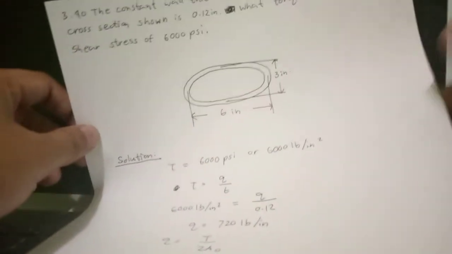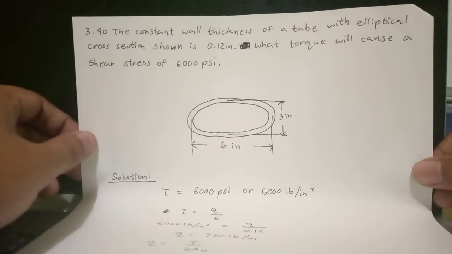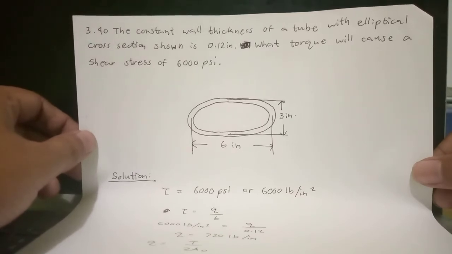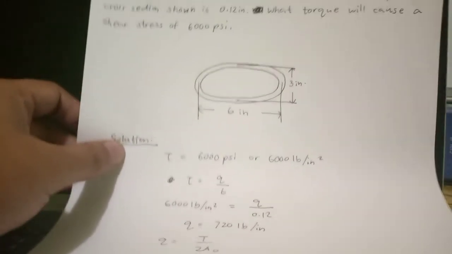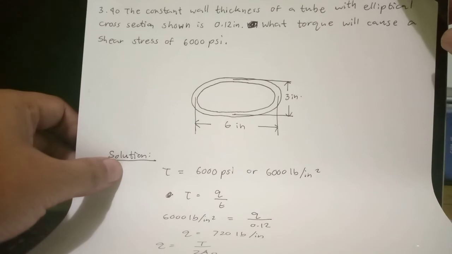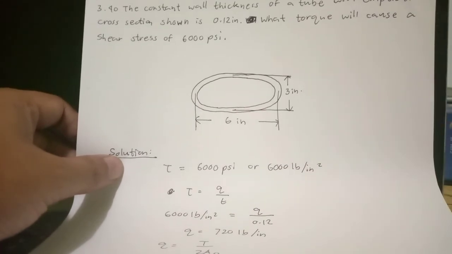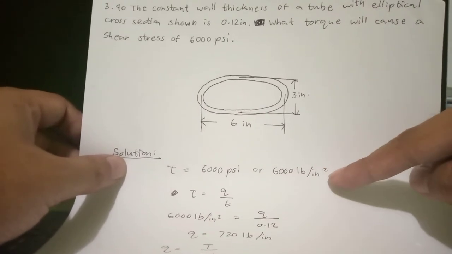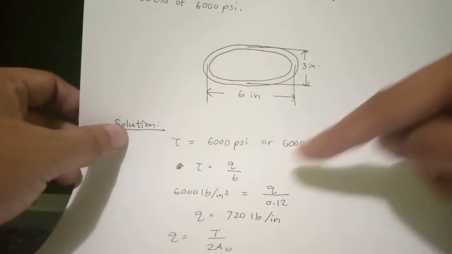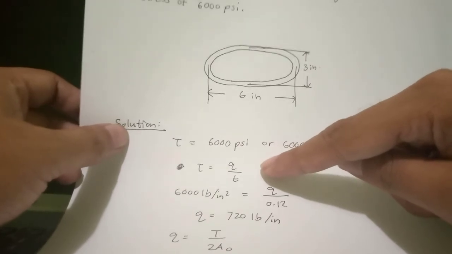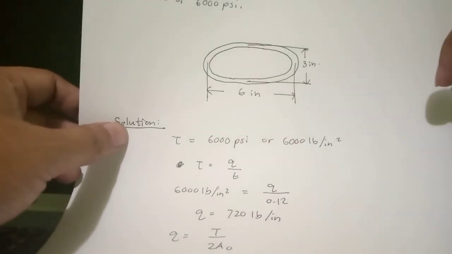So we have this solution. The constant wall thickness of a tube with elliptical cross section shown is 0.12 inch. What torque will cause a shear stress of 6,000 psi? Given the shear stress as 6,000 psi, which is 6,000 pounds per square inch, we have this formula: the shear stress is equivalent to the shear flow divided by t.